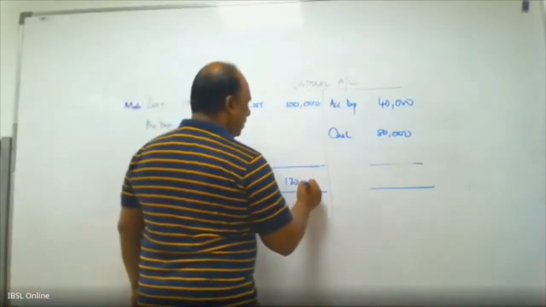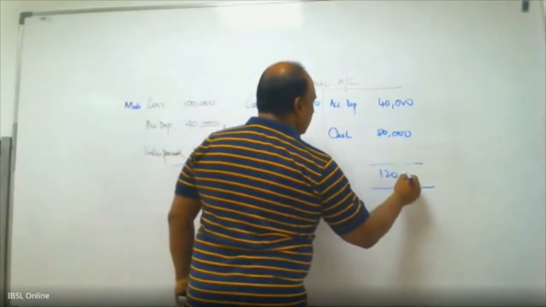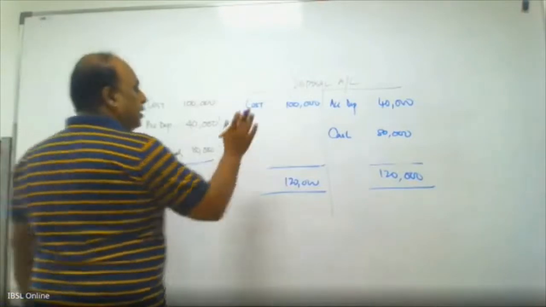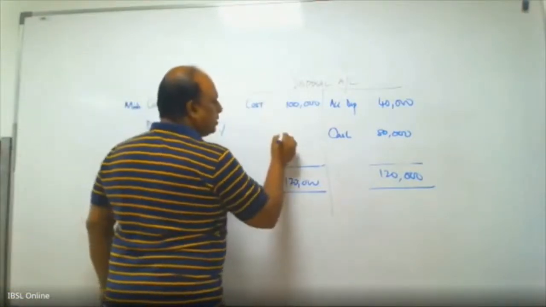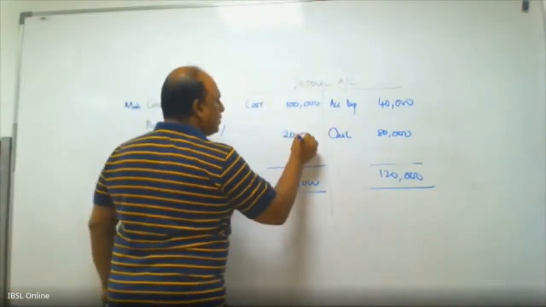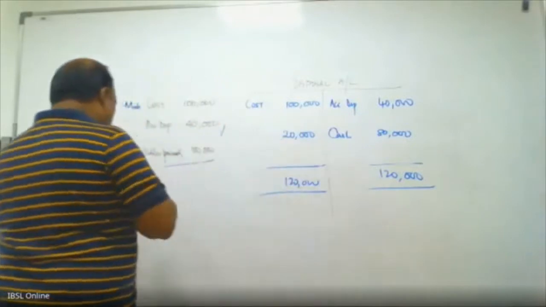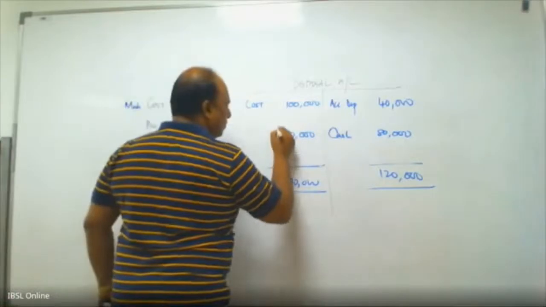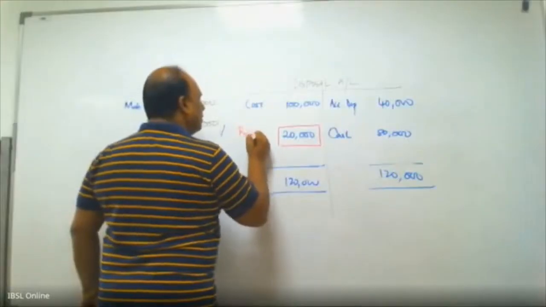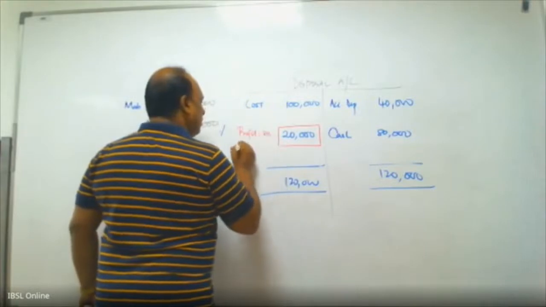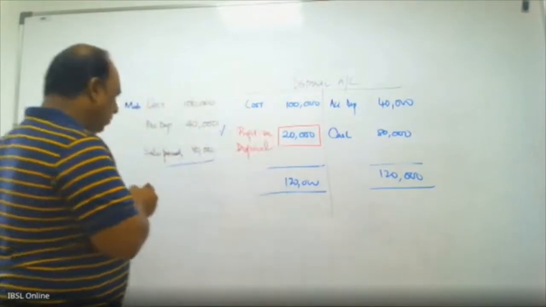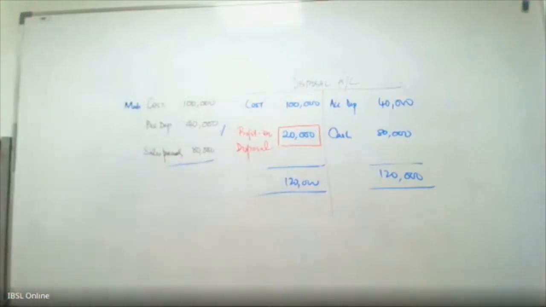The higher side is 120. Right. So now we have an amount on this side, which is 20,000. Now tell me what this 20,000 is? Profit or loss? Profit. It's a profit. Profit on disposal. Now, what is actually happening?